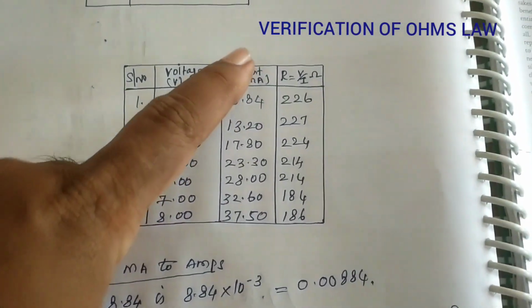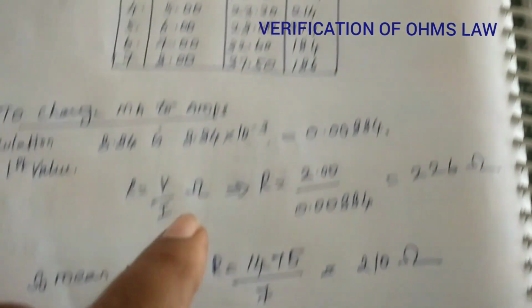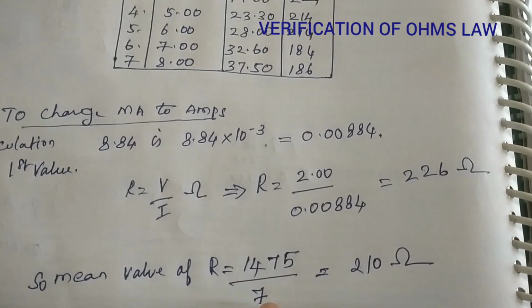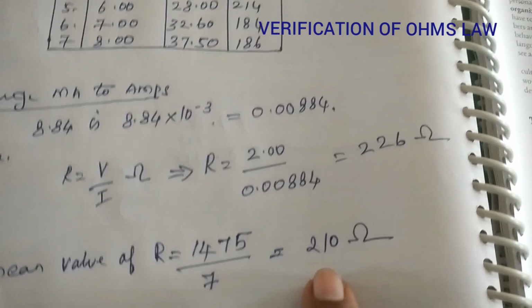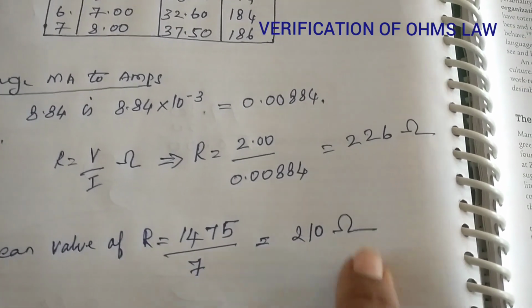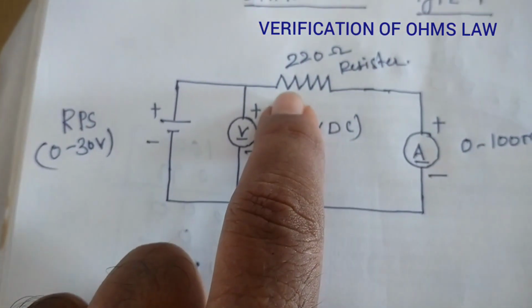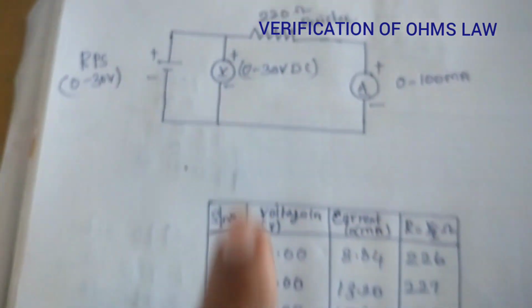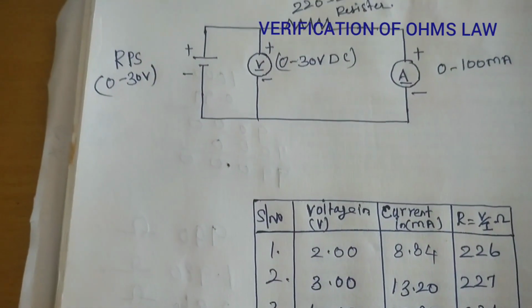Now take the mean value of this resistance. You will get the total as 1475 divided by 7, that is you can see 7 readings are there. So the mean value is 210 ohms. So more or less, we are applying 220 ohms, and we are getting 210 ohms. So Ohm's law is verified.